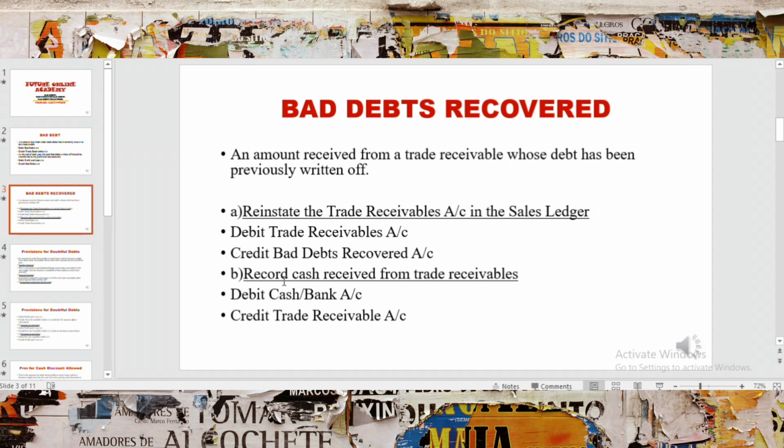Then you also record the cash received from trade receivables. So you debit the cash or bank account with the amount that you have received from the bad debt. Sometimes it is paid in cash or by cheque, where you record it in the bank account. Then you credit the trade receivables account.